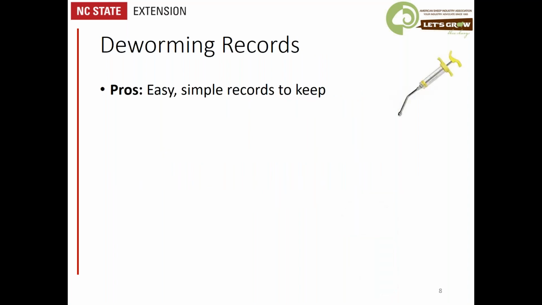And so a really simple place to start is deworming records. And I think all of us potentially already do this. It's something that's fairly easy to record and a great place to get started. If you're not keeping any records at this point, this is a great place to start. The pros with this: it's easy, simple records to keep. Every time you drench an animal, record what you drenched it with, who you drenched, when you drenched it, and just keep those records in a notebook, and you'll have that to go back and refer to.